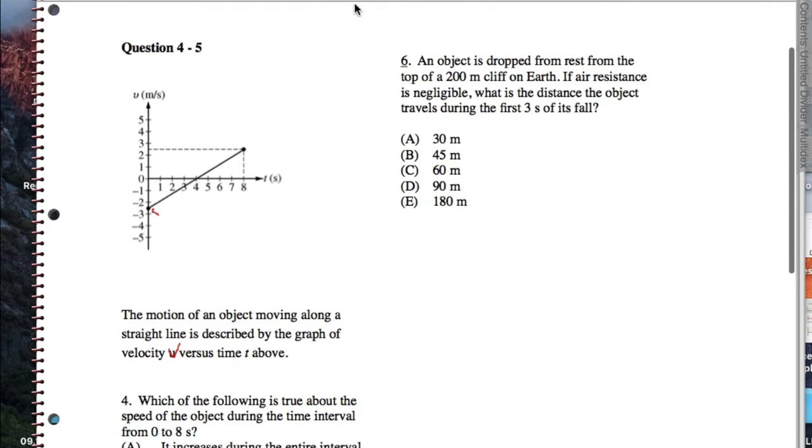All right, so an object is dropped from rest from the top of a 200-meter cliff. Air resistance is negligible, and we want to know how far it falls during the first 3 seconds. This is one where they give you some extra information. You don't care about the 200 meters. And so I'm going to use the 1/2 gt squared equation.